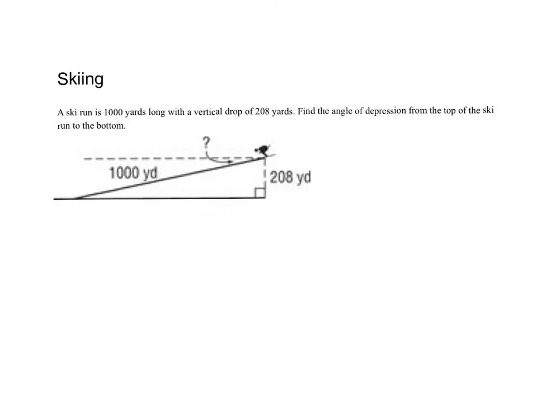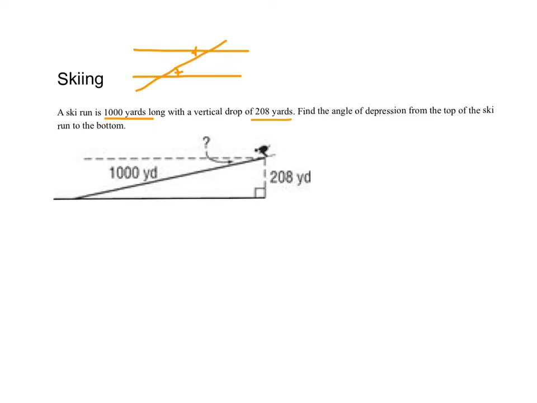Skiing. A ski run is 1,000 yards long, has a vertical drop of 208 yards. We want to find the angle of depression from the top of the ski run to the bottom. So there are two ways to solve this problem, and I'll work out both of them for you. Method 1 involves thinking back to parallel lines and transversals, a topic that we talked about way back in October. If we have two parallel lines that are cut by a transversal, then we have pairs of angles that are congruent to each other. Let's say that angle there would be congruent to that angle there.